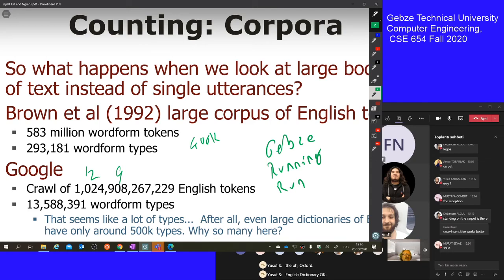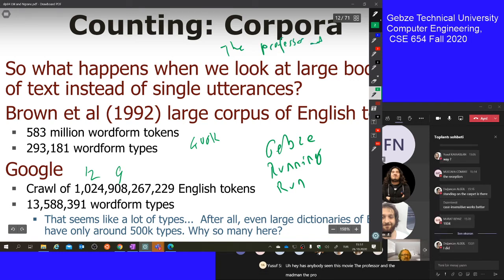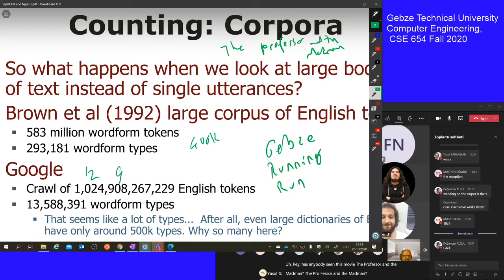Has anybody seen this movie, The Professor and the Madman? Doğan Can said he did. Okay. If you did not see it, it's a very good movie. It is related to how this British people see their language.